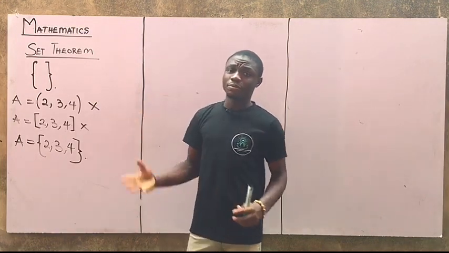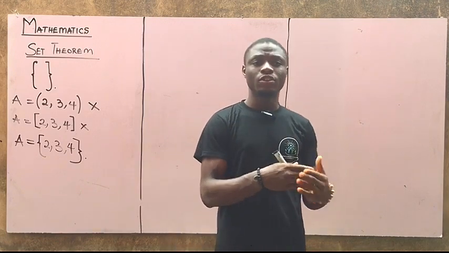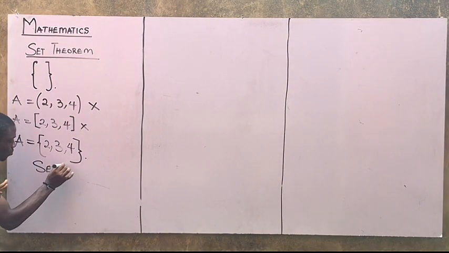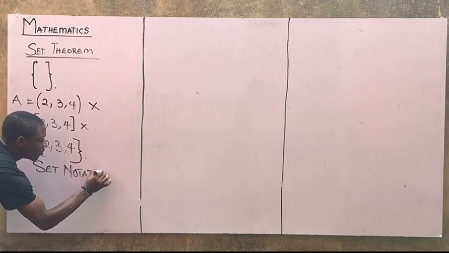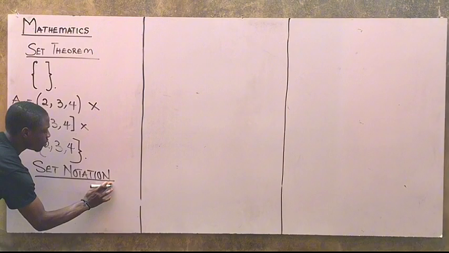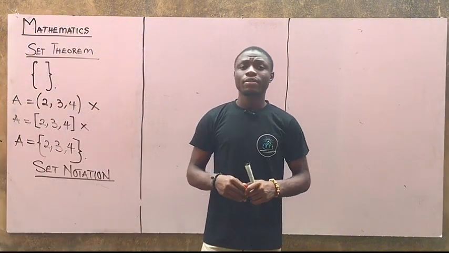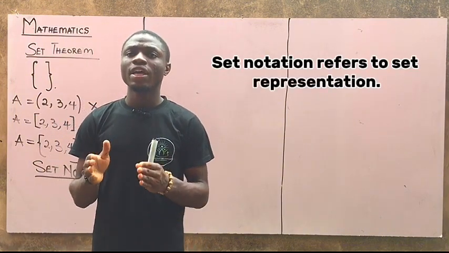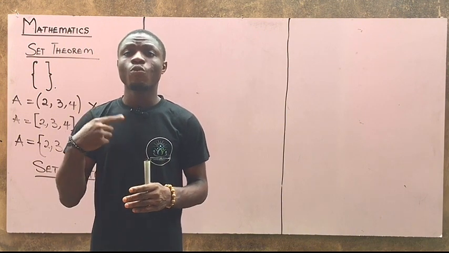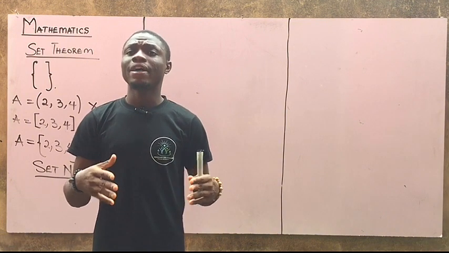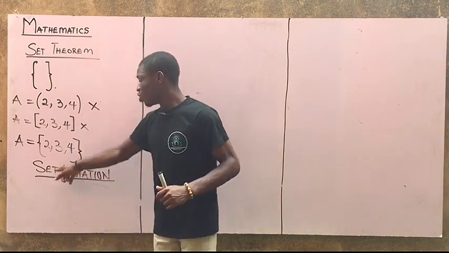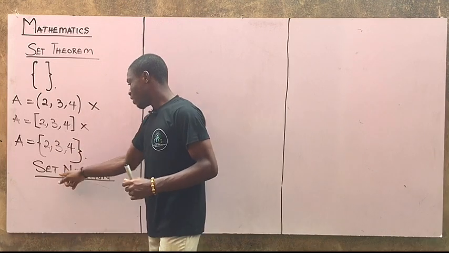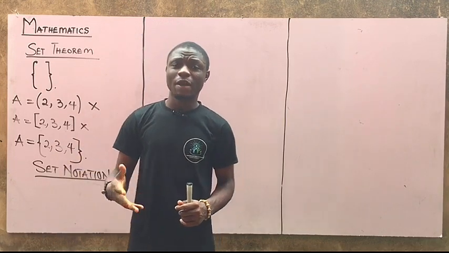All right, I want to understand this concept here. Let's dive into set notation. By definition, set notation refers to set representation. Any given set can be represented in two forms, one by listing and the other by set builder's notation. So the way you represent sets is called set notation.